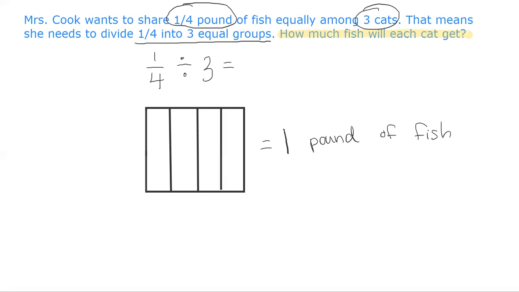Now I want to shade in how many pounds of fish Mrs. Cook currently has. So I'm going to just shade in 1/4 to represent how much fish we have.